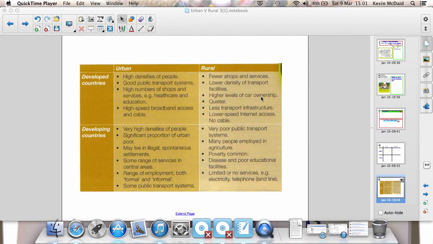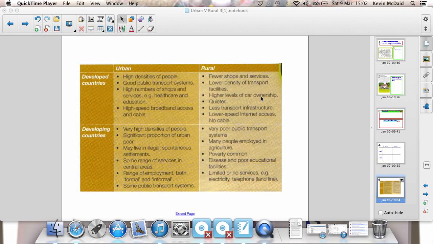But of course in the cities, as you know, we have lots of stuff, lots of shops, lots of high-speed broadband, loads of different types of public transport, loads and loads of people. In LEDCs though, also lots of people in urban areas, but lots of poverty. Lots of people living in illegal settlements, shanty towns. Not many services in all areas. Employment is sporadic as well. Yes, some people have jobs, but often they are part of what we call the informal sector, which we'll come back to in a couple of weeks' time.